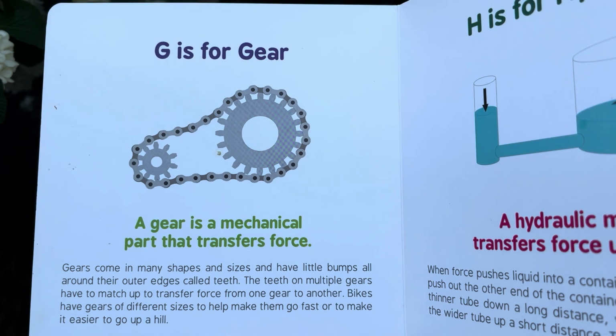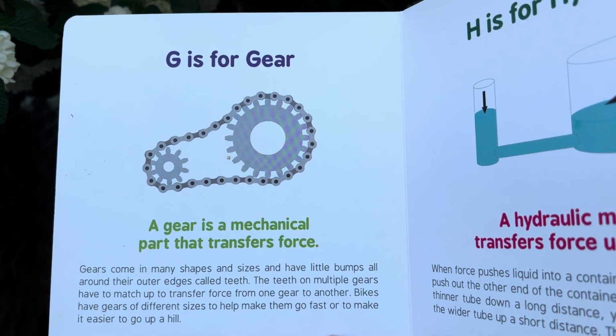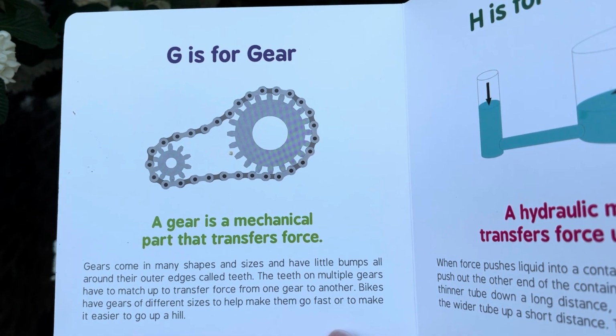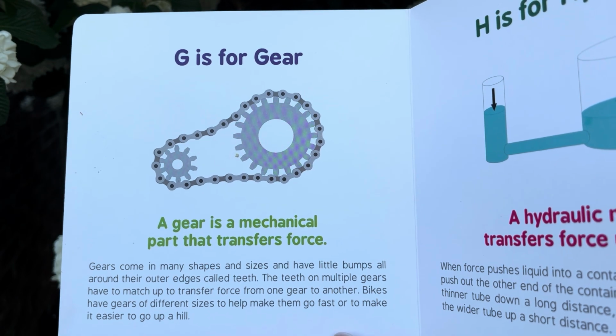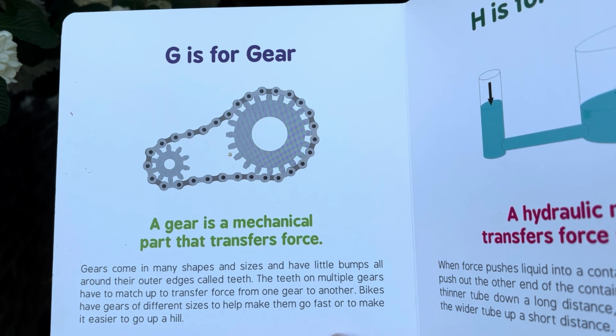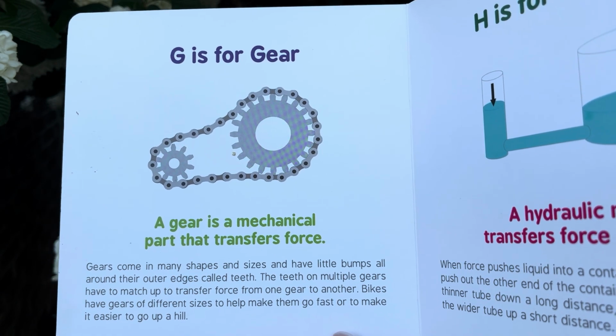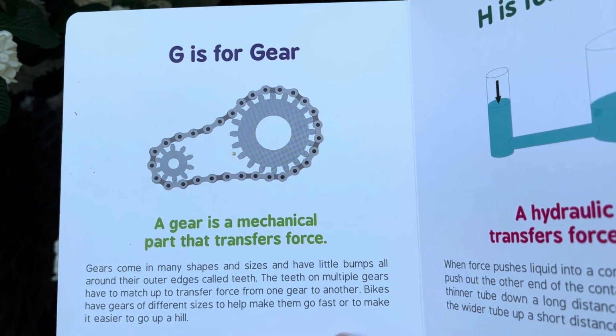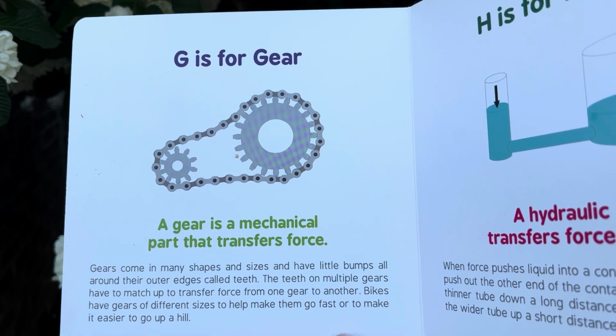G is for gear. A gear is a mechanical part that transfers force. Gears come in many shapes and sizes and have little bumps all around the outer edges called teeth. The teeth on multiple gears have to match up to transfer force from one gear to another. Bikes have gears of different sizes to help make them go faster or to make it easier to go up a hill.